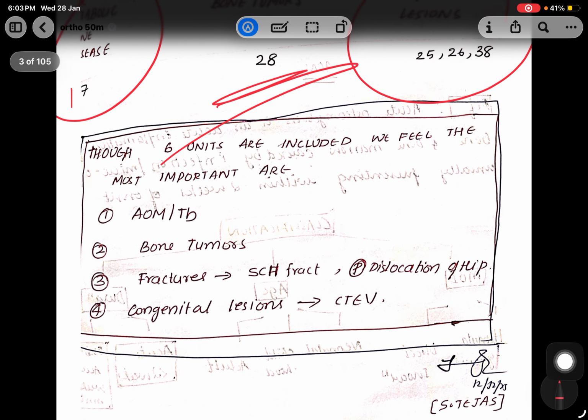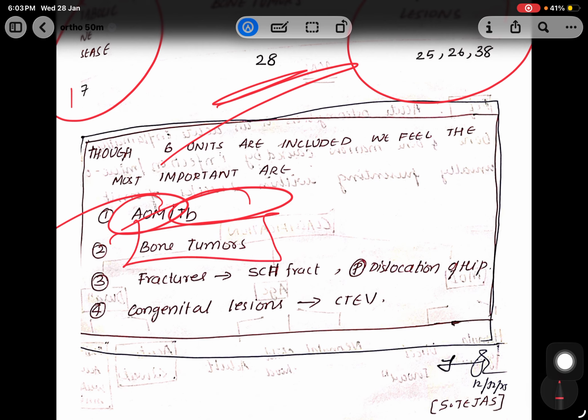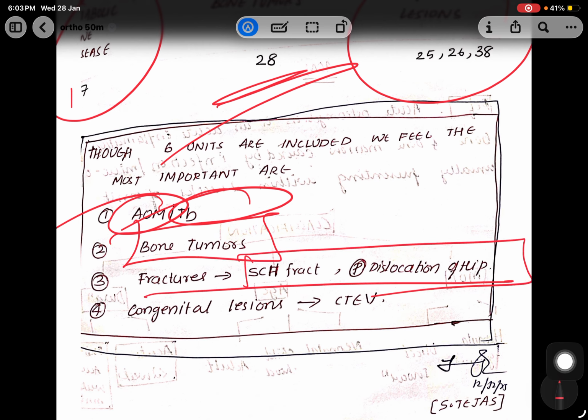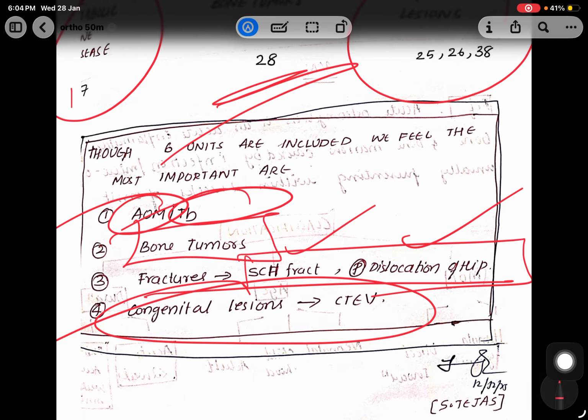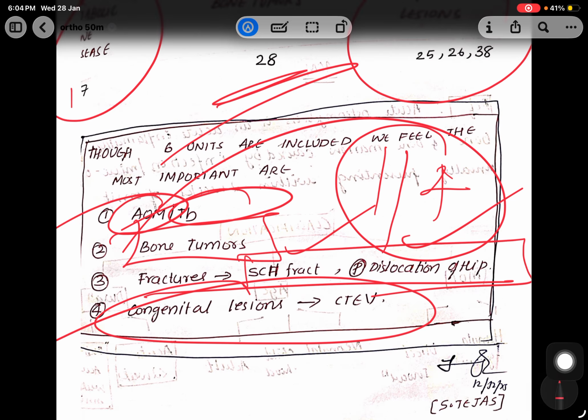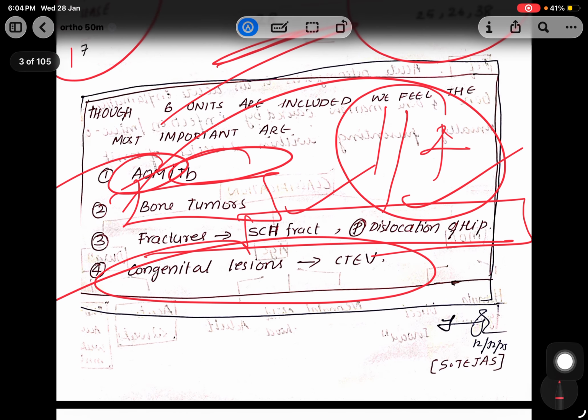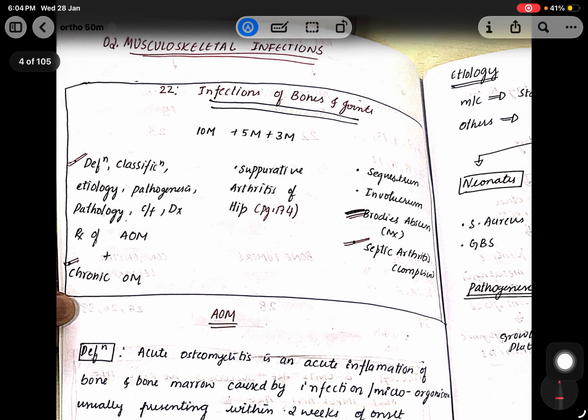We feel the most important ones are acute osteomyelitis, Pott's spine, and bone tumors. And also under fracture, these are the only 2 questions which we are expecting for 10 or 5 marker. For 10 marker, 5 marker can come anything. You can expect anything. That is supracondylar humerus fracture and posterior dislocation of it, or congenital lesions of CP. Out of all these 4, any one you will get. Make sure you study this first, then you come. Okay, let us jump into the discussion first.